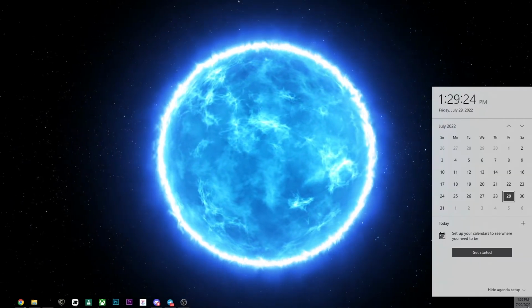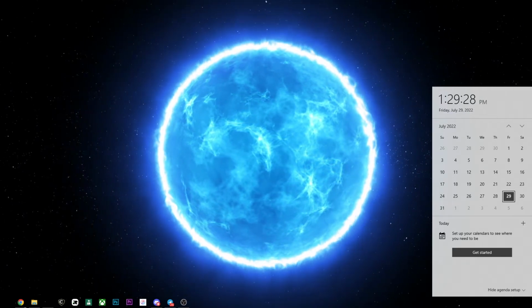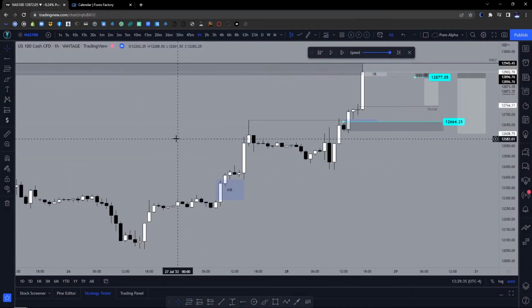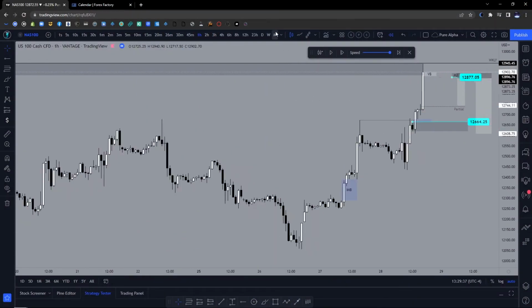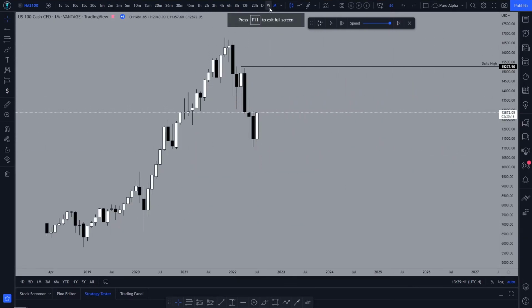So it's currently 1:29 p.m. Friday, July 29th, 2022, and I was actually in NAS shorts earlier on, and I'm going to go ahead and break down the reasons for taking that trade. So we're just going to start from the higher time frame and make our way down.